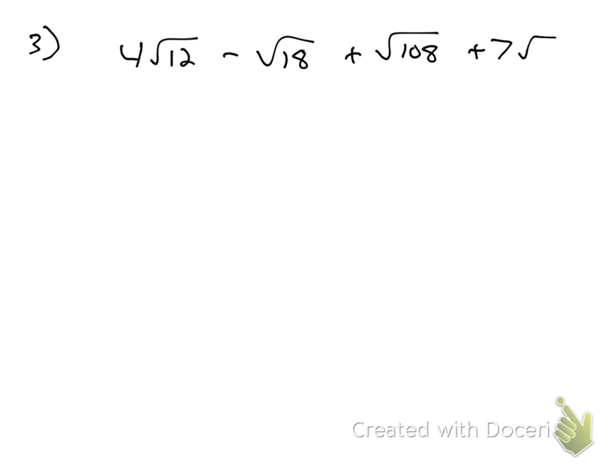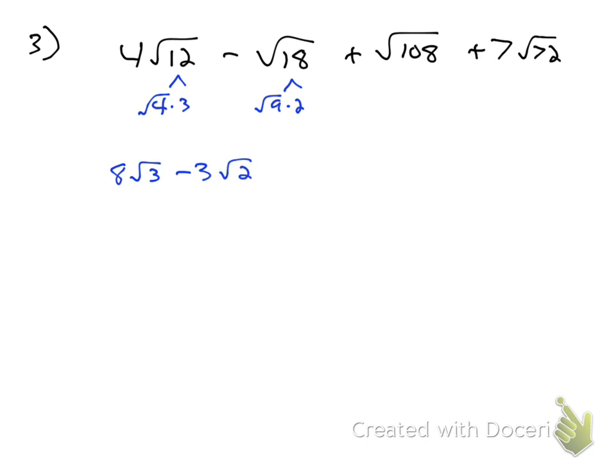Number 3. We got 4 square root of 12 minus square root of 18 plus square root of 108 plus 7 times the square root of 72. For 12, I would do 4 and 3, and can take out a 2. So it gives me 8 root 3. I would do 9 and 2, can take out a 3. That'd be minus 3 square root of 2.